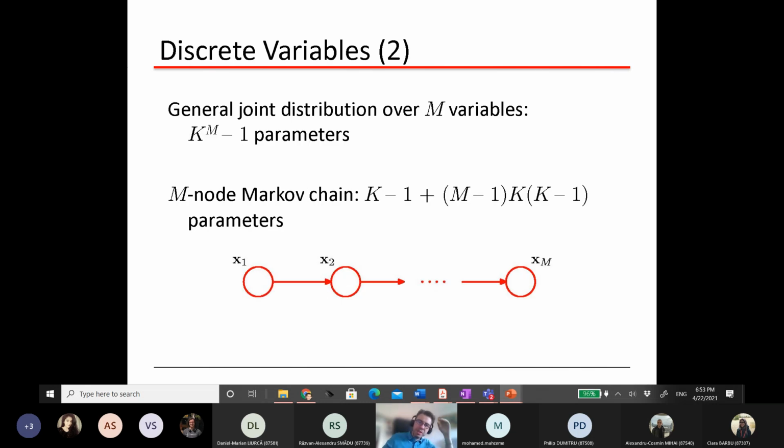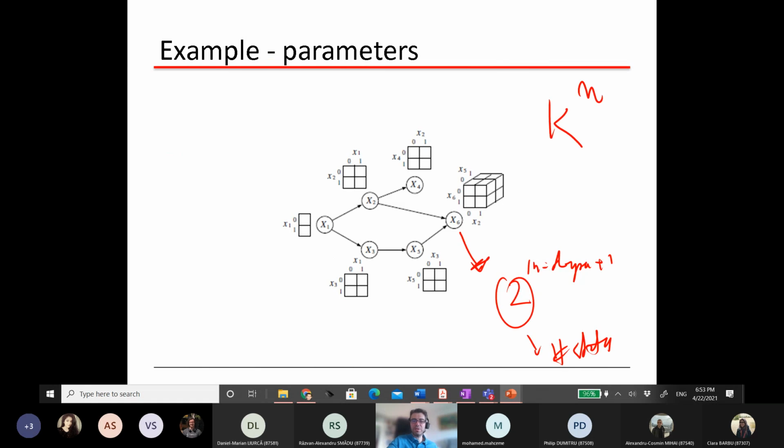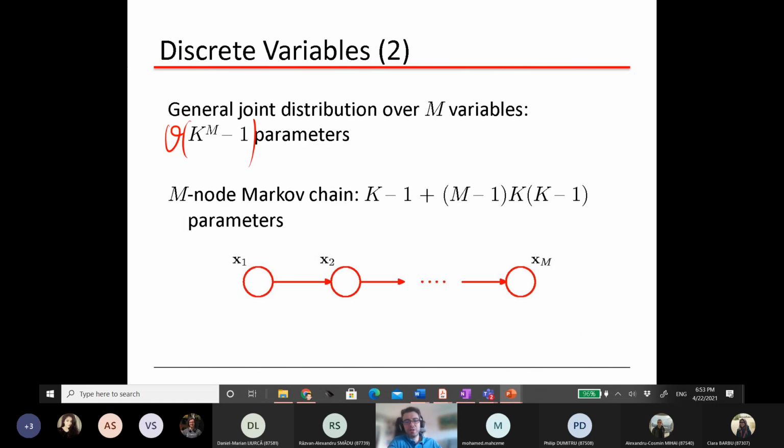Now let's see what happens if we have a general joint distribution over n variables. It means we have a complete DAG. If you can imagine a complete DAG, we will need O of k power n minus 1 parameters. It's the discussion that we had over here. The in degree for the last node would be n minus 1, so in degree plus 1 would be n. So if we have n variables, it would be O of k power n minus 1. So actually, it's an exponential number of parameters.